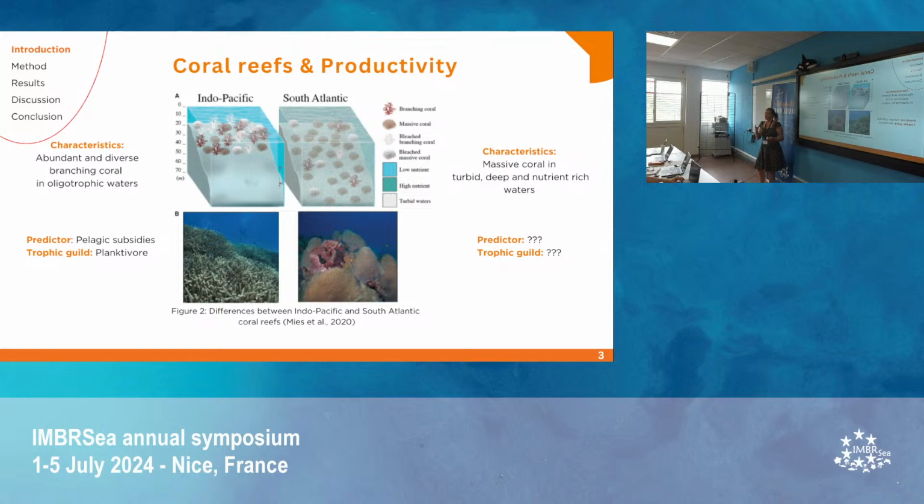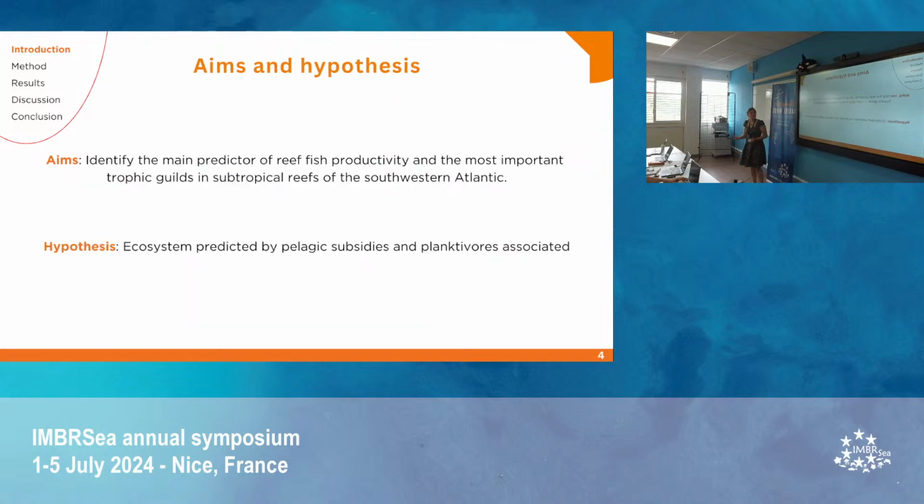The knowledge on marginal provinces like the southwestern Atlantic remains limited. That's why the aim of this thesis is to identify the main predictors of the fish productivity and the associated trophic yields in the southwestern Atlantic. Our main hypothesis is that this ecosystem is driven by pelagic subsidies and associated with planktivores.